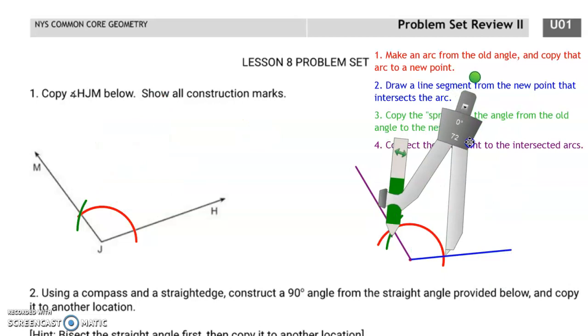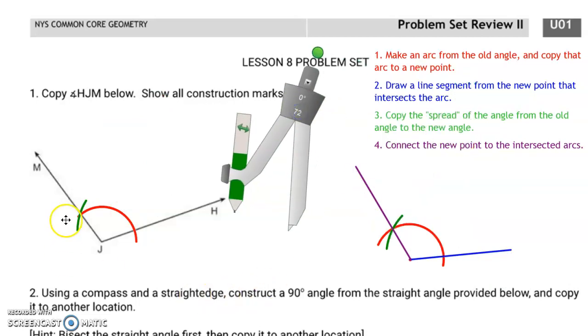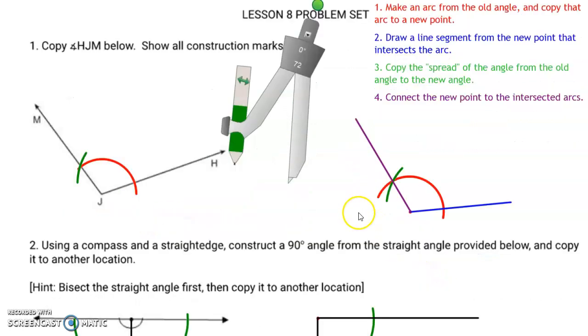Once you copy the same exact spread from one angle to the other, you should get the same exact angle. It makes sense because that is the amount of spread or the amount of openness that the angle has. And then once you're done, you have 2 intersected arcs. Well, guess what? Connect the dots.